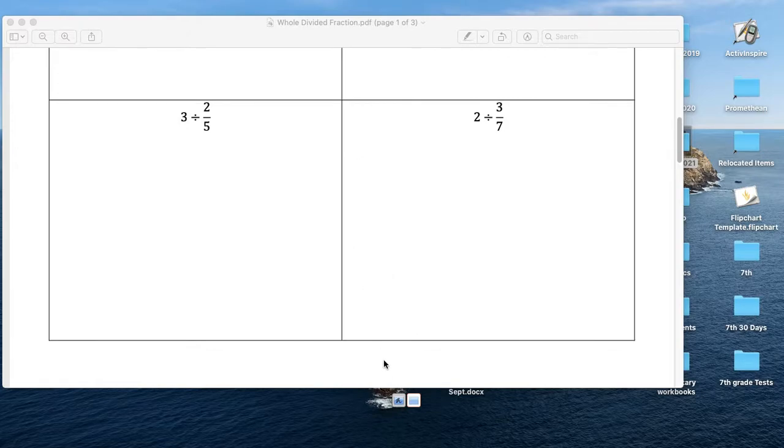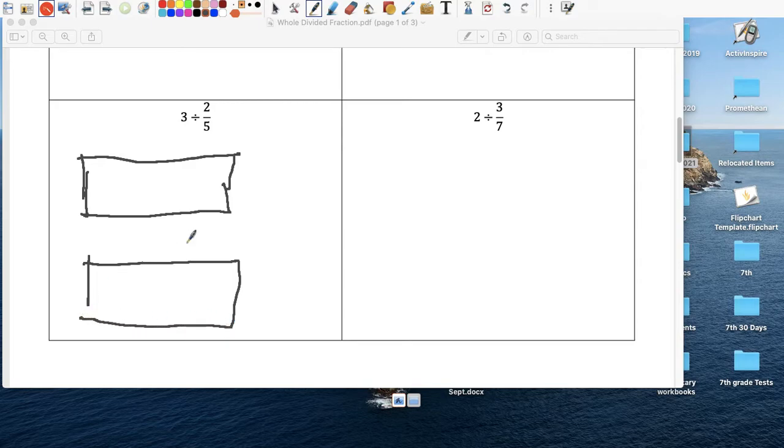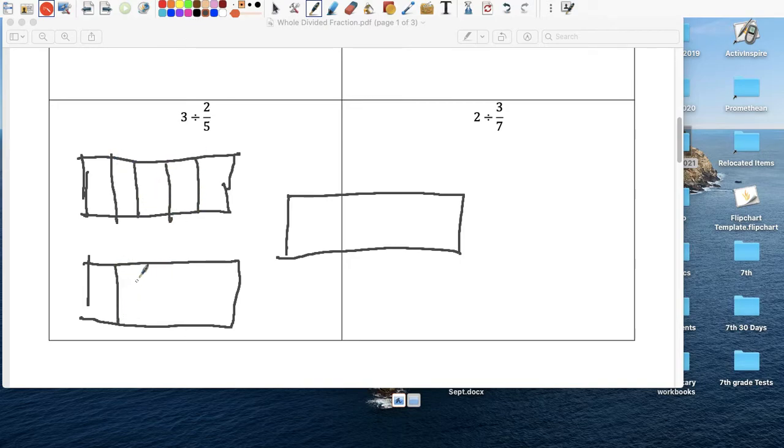All right, so let's do this one. Fifth. I'm going to do squares, rectangles. So 1, 2, and then one more over here. 3. Cut into 5s. 1, 2, 3, 4, 5. And then we're going to give 2/5. So hopefully we have enough.